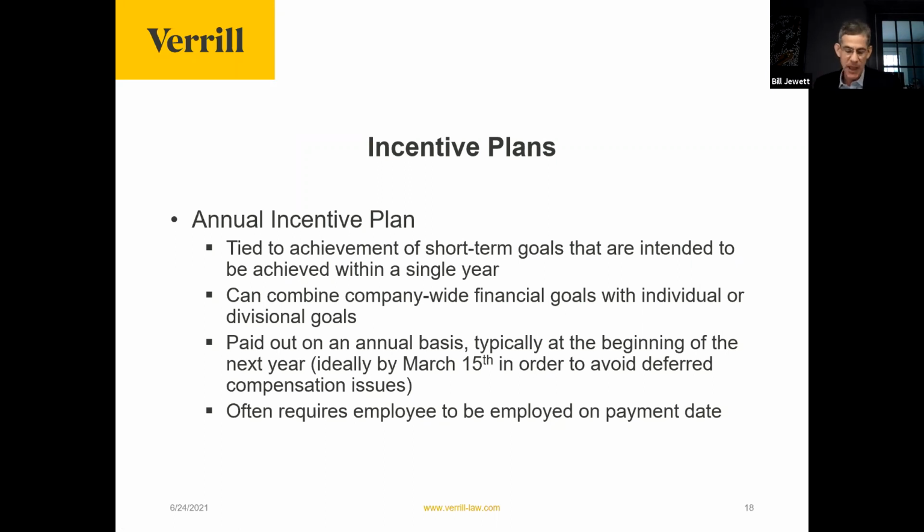Annual incentive plan awards are paid out on an annual basis, typically at the beginning of the next year, and almost always by March 15th of the next year, in order to make these short-term deferrals and keep them outside of Section 409A. Another design that's very common is that the bonus will only be paid if the employee continues to be employed on the payment date. That likewise keeps the incentive award outside of Section 409A.